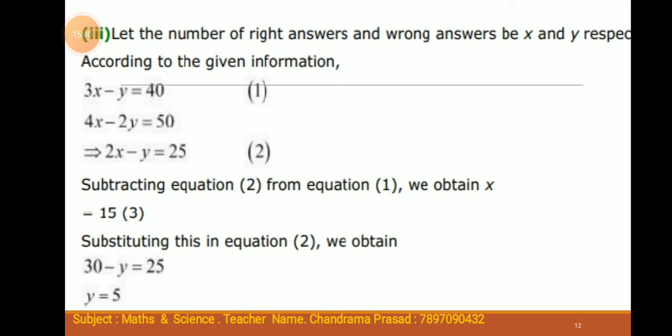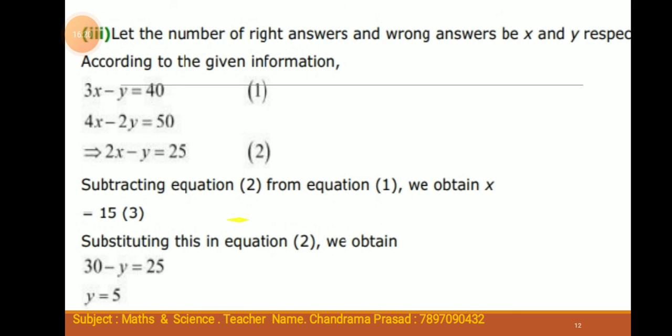Third, let the number of right answers be x and wrong answers be y. Then, according to the given question, we can write 3x minus y equal to 40. This is equation 1. And 4x minus 2y equal to 50, or 2x minus y equal to 25. This is equation 2.